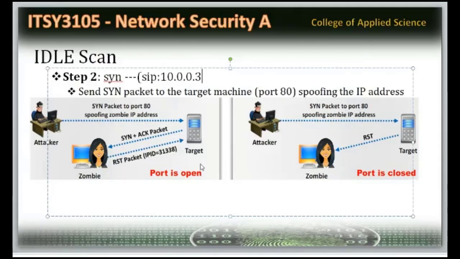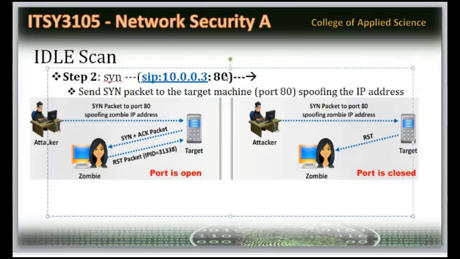For example, 10.0.0.3 is the zombie's IP address, but my IP address is 10.0.0.1. I'm not giving my IP address. I gave a fake IP address, the IP address of somebody else. I created a packet with port number 80 and I'm sending this packet to the target machine.